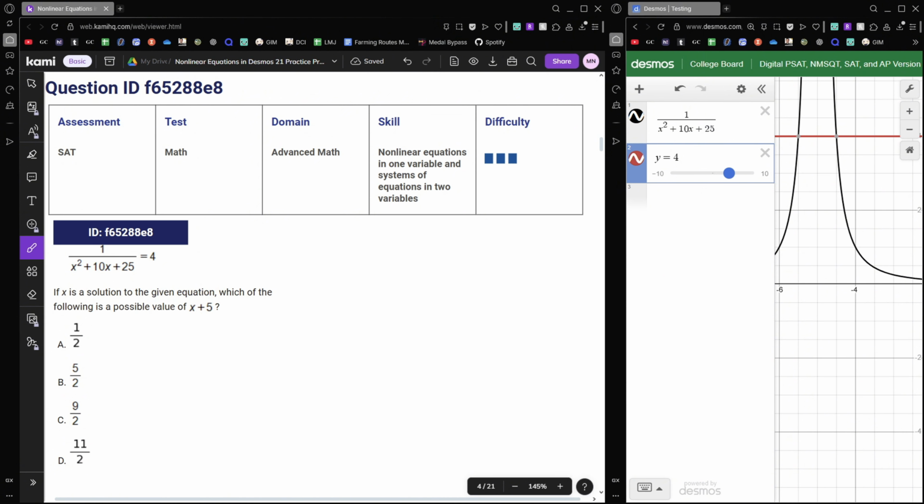Anyways, they're asking us for the possible values of x plus 5. So that could be negative 5.5 plus 5, which would be negative 0.5. None of our answers are the negatives, so instead, it has to be negative 4.5 plus 5, which would just be 0.5, or 1/2, meaning our answer is A.